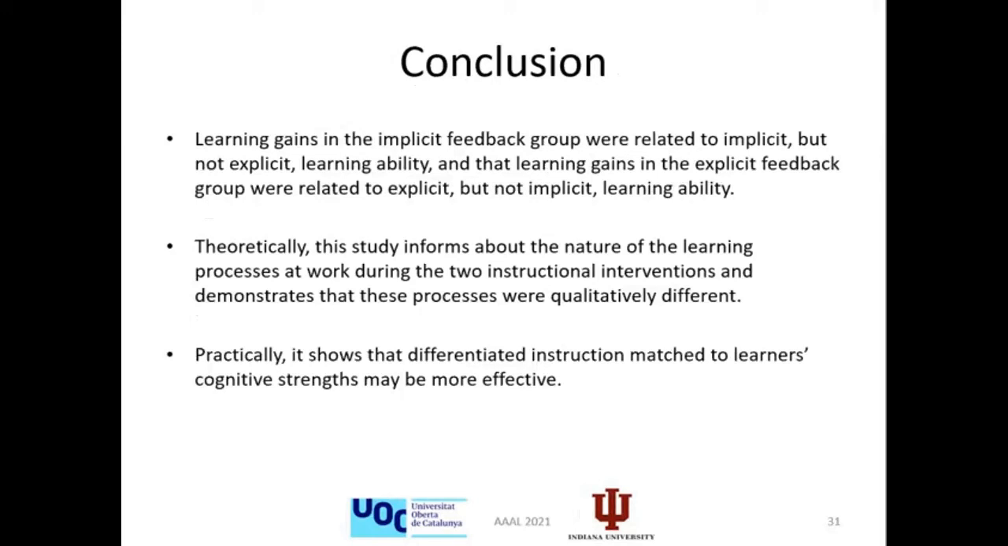So these results have both theoretical and practical value. Theoretically, this study informs about the nature of the learning processes at work during the two instructional interventions and demonstrates that these processes were qualitatively different. Practically, it shows that differentiated instruction matched to learners' cognitive strengths may be more effective than instruction that is not differentiated according to learners' strengths.